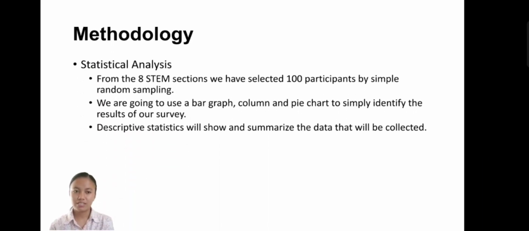Statistical analysis. From the 8 STEM sections, we have selected 100 participants by simple random sampling. Moreover, we are going to use a bar graph, column, and pie chart to simply identify the results of our survey. Also, descriptive statistics will show and summarize the data that will be concluded.